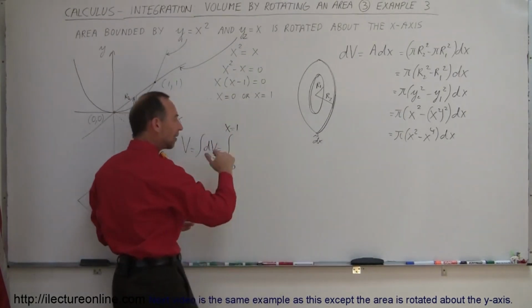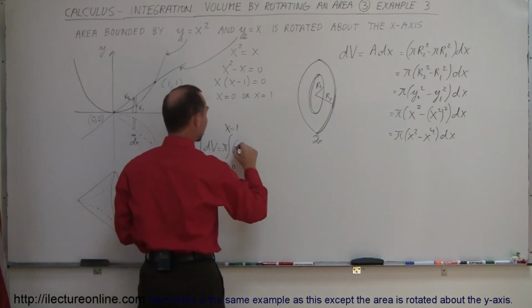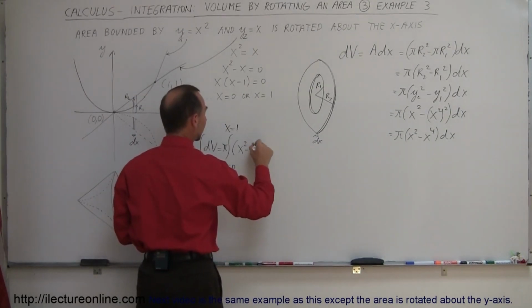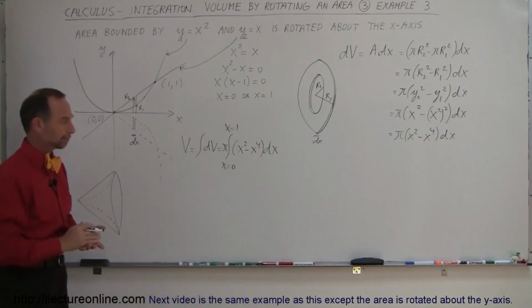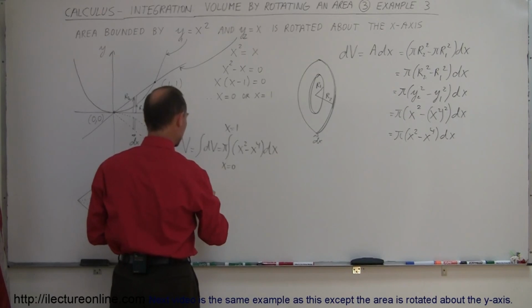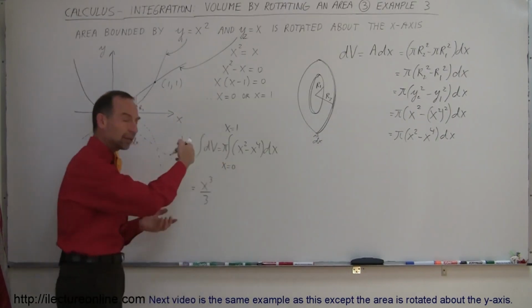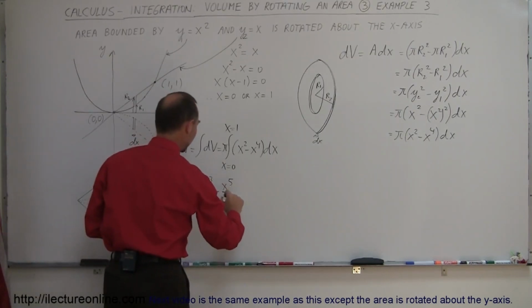I can take the pi outside the integral sign. I can put the pi in front because it's a constant, times the quantity x squared minus x to the 4th times dx. And now I'm ready to integrate. When I integrate that, this is equal to x cubed over 3. Remember, you add 1 to the exponent and divide by the new exponent, minus x to the 5th over 5.